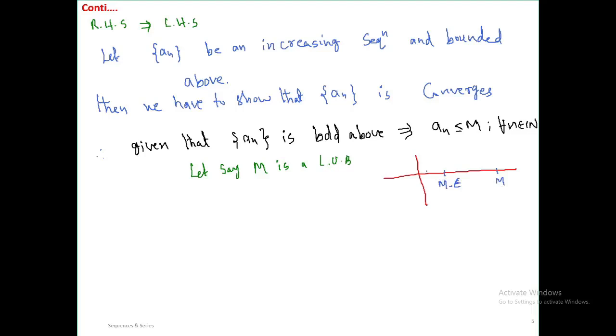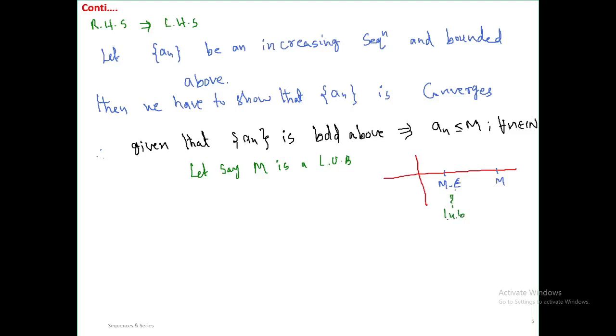Now the terms of the sequence a1, a2, a3, and so on, all these are lying here, and all the terms of the sequence are less than or equal to M. That means this is a least upper bound, and all the terms are bounded above by this capital M. Okay, now can I say that this M minus epsilon is a least upper bound? Does it become a least upper bound?